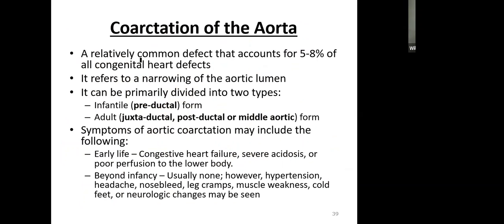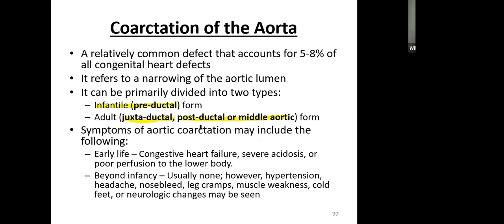So you just mentioned this, which is coarctation of the aorta. It's a relatively common defect. It accounts for around 5 to 8% of congenital heart defects. It refers to a narrowing of the aortic lumen. It can be primarily divided into two types: the infantile, preductal form, and the adult form, which is juxtaductal, postductal, or middle aortic.